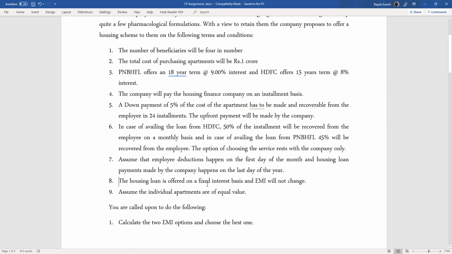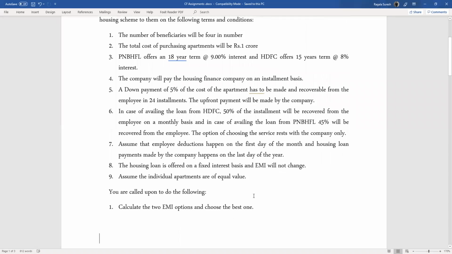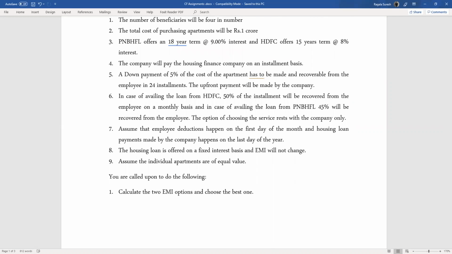The housing loan is offered on a fixed interest rate basis, and the EMI will not change. Assume that the individual apartments are equal size. Calculate the... you understood? Okay. Now we'll go for the actual one only.